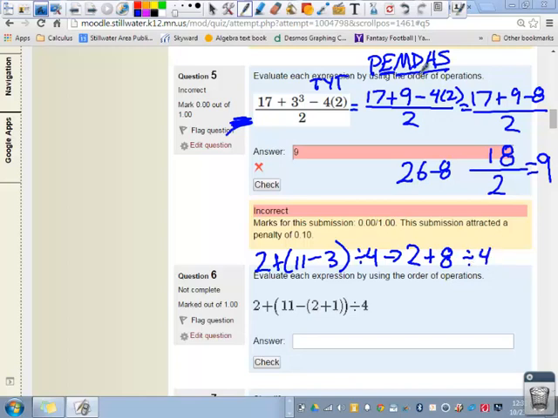Now we're going to do multiplication and division from left to right. 8 divided by 4 is 2. So this gets me 2 plus 2. 2 plus 2 is 4. So hopefully the final solution on this one is 4.